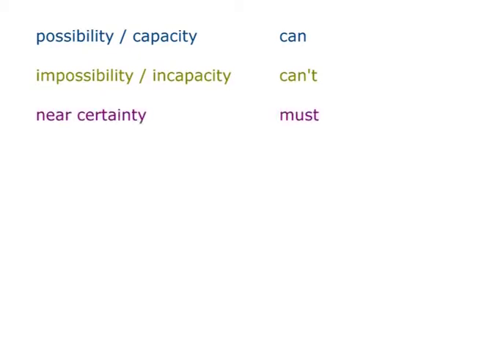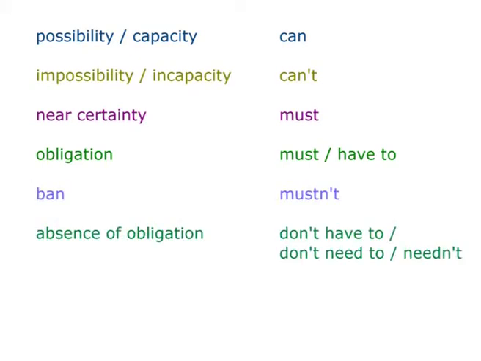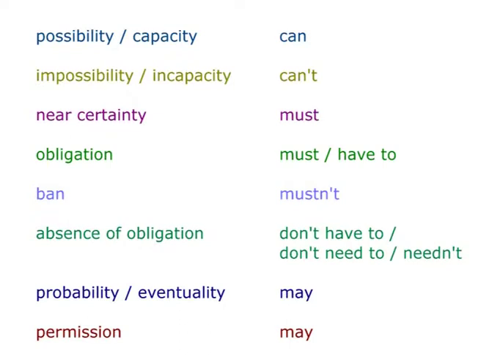Possibility and capacity, can. Impossibility, incapacity, can't. Near certainty, must. Obligation, must or have to. Ban, mustn't. Absence of obligation, don't have to, don't need to, needn't. Probability or eventuality, may. Permission, may.